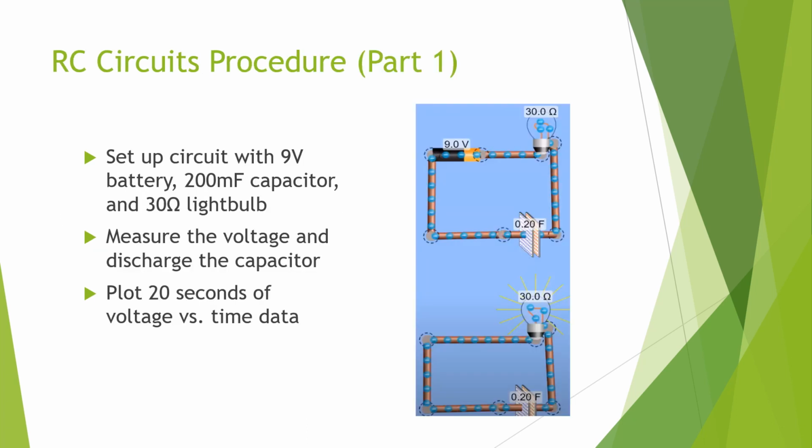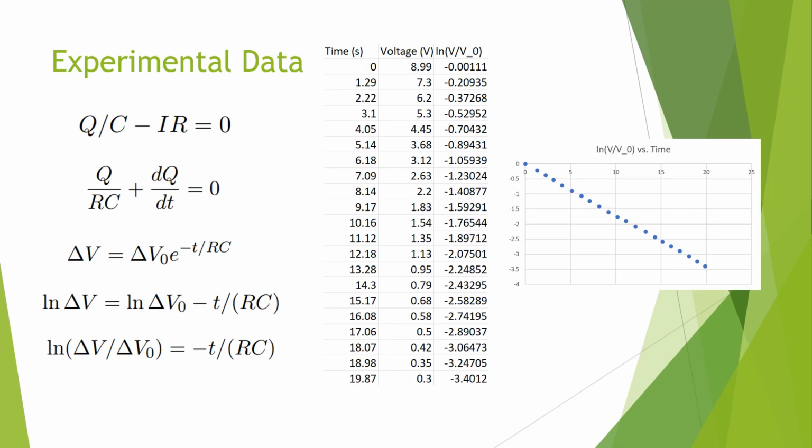For the RC circuits portion of the lab, the circuit was set up with a 9-volt battery, a 200 microfarad capacitor, and a 30 ohm light bulb. The voltage was measured and the capacitor was discharged, and then a plot of 20 seconds of voltage versus time data was collected.